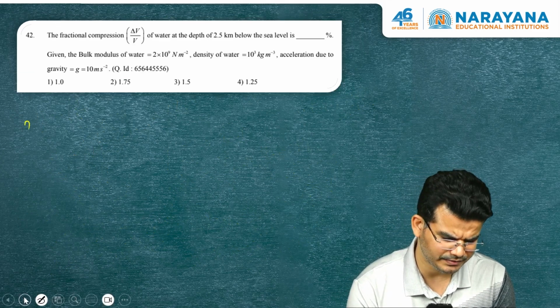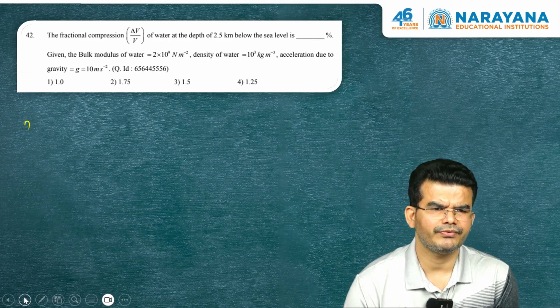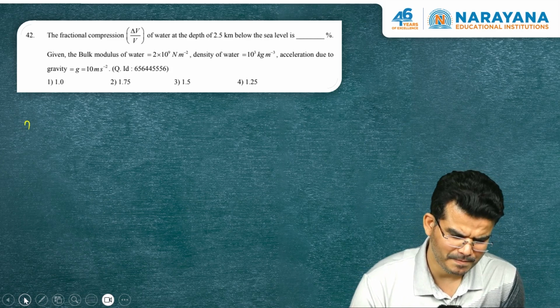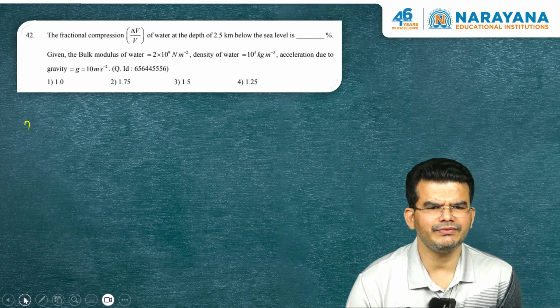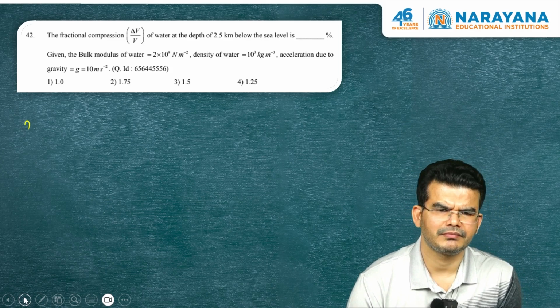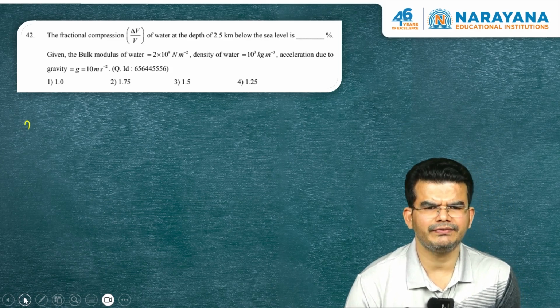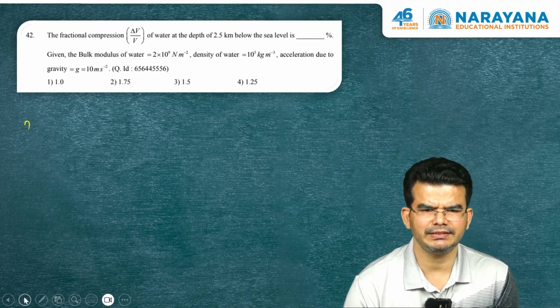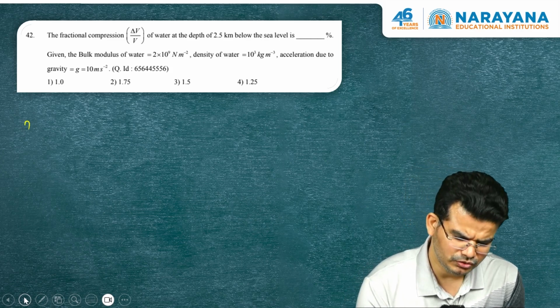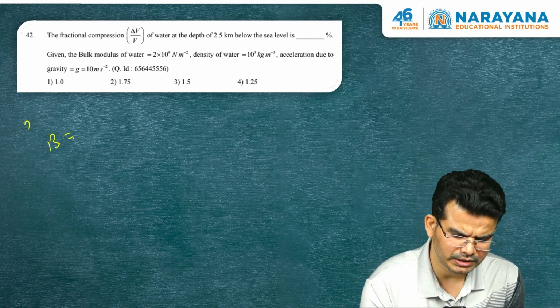Let us move to the next one, question number 42. What have we been asked? The fractional compression delta V by V of water at a depth of 2.5 kilometer below sea level, in percentage they are asking, given the bulk modulus of water. Density is given, acceleration due to gravity is also given. So, we know the formula for bulk modulus: bulk modulus is minus V dP by dV.